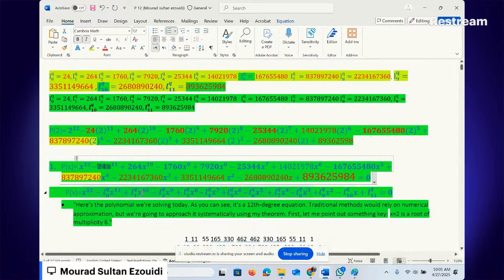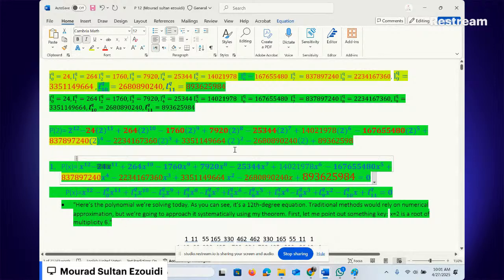Then plus L1 for the q, x raised to the power 10, minus L2 for the q, x raised to the power 9, plus L3 for the q, x raised to the power 8, minus L4, x to the power 7, plus L5, x raised to the power 6, minus L6 for the q, x to the 5, plus L7 for the q, x raised to the power 4, minus L8 for the q, x cubed, plus L9 for the q, x squared, minus L10 for the q times x, plus L11 for the q. This polynomial has been written in its standard form.